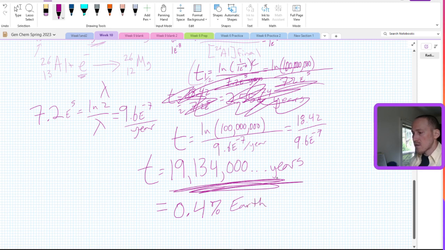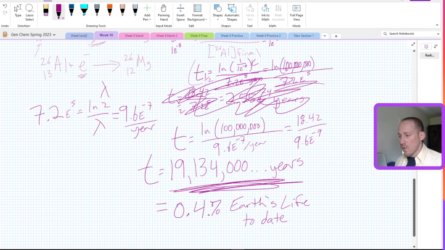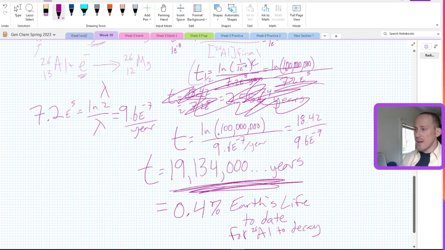So after about 0.4% of the Earth's life to date, because the Earth's life keeps getting longer and longer, but from approximately now, it took 0.4% of its life for all of that aluminum-26 to decay. Okay, so that is the answer.